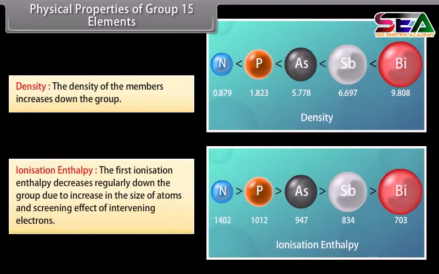Ionization enthalpy. The first ionization enthalpy decreases regularly down the group due to the increase in the size of atoms and the screening effect of intervening electrons.